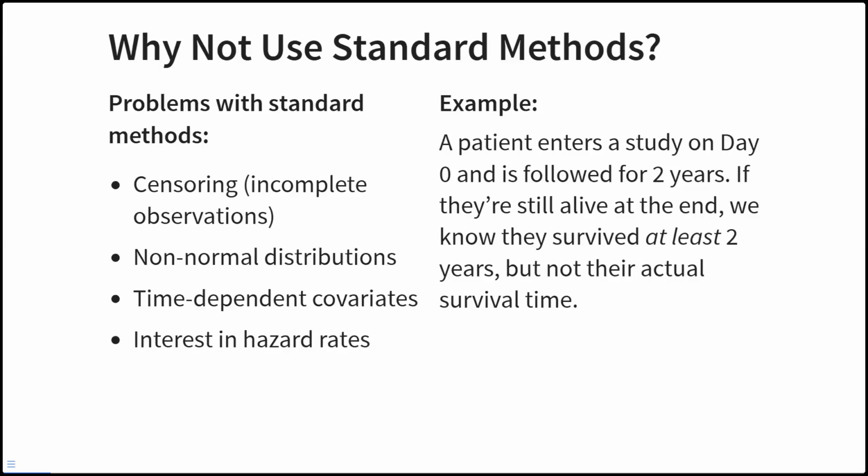A typical example: a patient enters a study on day zero and is followed for 2 years. If they are still alive at the end, we know they survived at least 2 years, but we don't know their actual survival time. After 2 years, the patient might die or might still be alive. So our belief is just that they survived for 2 years throughout the period of the study. But after the study, we don't know what happened to those particular patients.